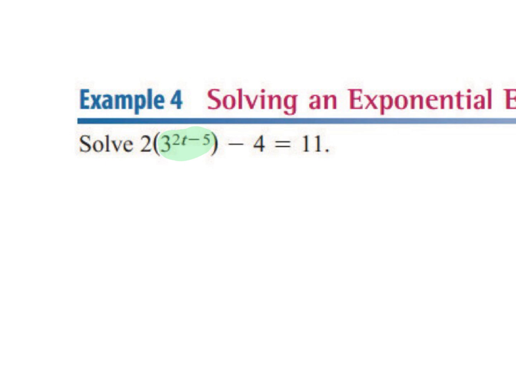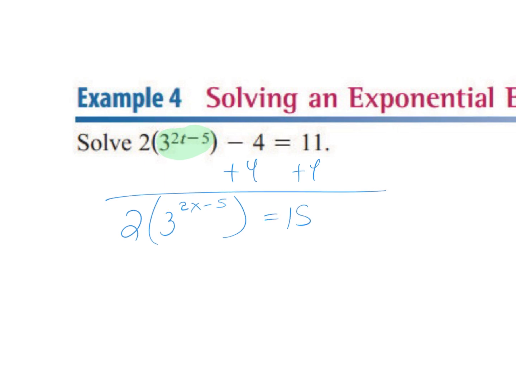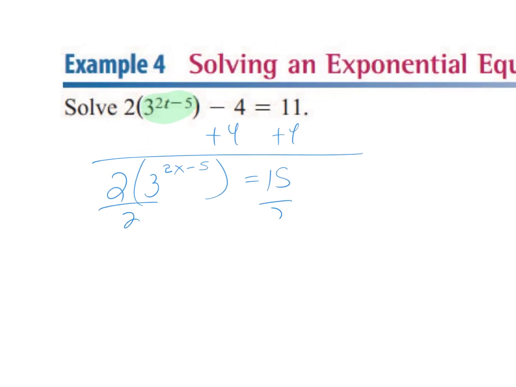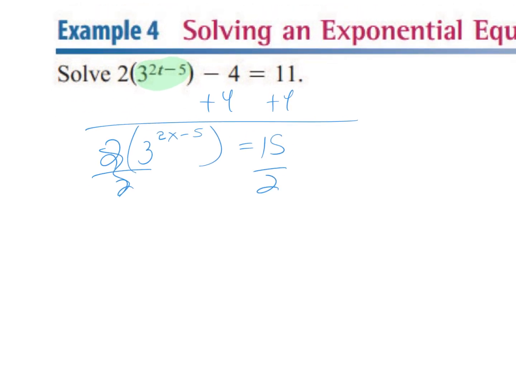I'm going to add 4 to both sides. Good. So plus 4. So I have 2. I'm going to change this to an x. So 2 times 3 to the 2x minus 5 equals 15. Now what? Divide both sides by 2. Now again, you can do 15 divided by 2 in your calculator. It's a terminating decimal. But sometimes you'll get one that's not terminating. It doesn't just end quickly and nicely. So I would leave it. So you have 3 to the 2x minus 5 equals 15 over 2.